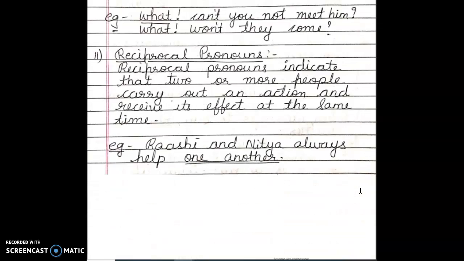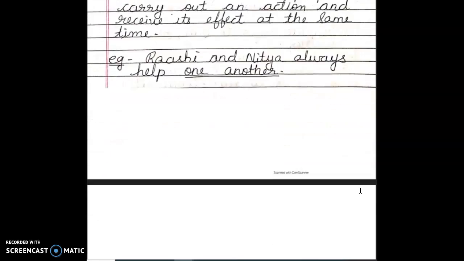Now next, reciprocal pronoun. Only a few words we can use as reciprocal pronouns, such as one another, each other. When we are talking, reciprocal pronouns indicate that two or more people carry out an action and receive its effect at the same time. So Rashi and Nitya always help one another. They carry out the action and they receive the help at that same time. Right? One another.